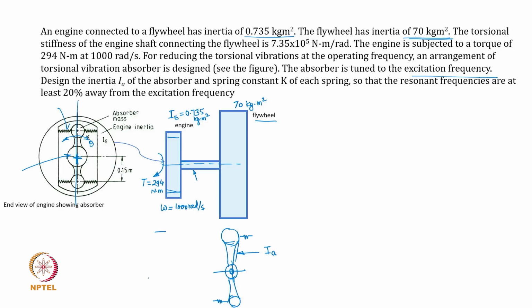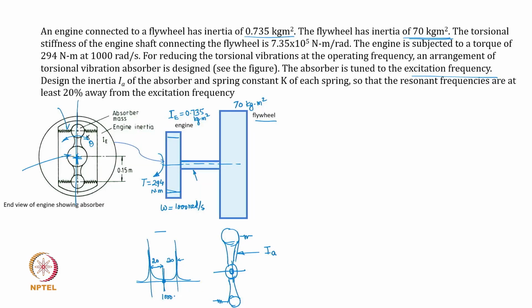So basically what we are trying to ensure is that once you have two split torsional natural frequencies or resonance frequencies corresponding to the original operating 1000 radians per second, the lower one should be 20% below the original one, and this upper one should be again 20% above the original 1000 radians per second excitation frequency, so that you have a reasonable frequency range to operate. So that is what the problem statement is, okay.